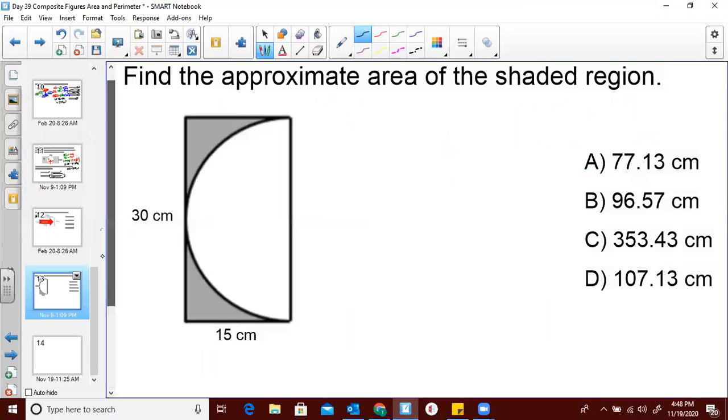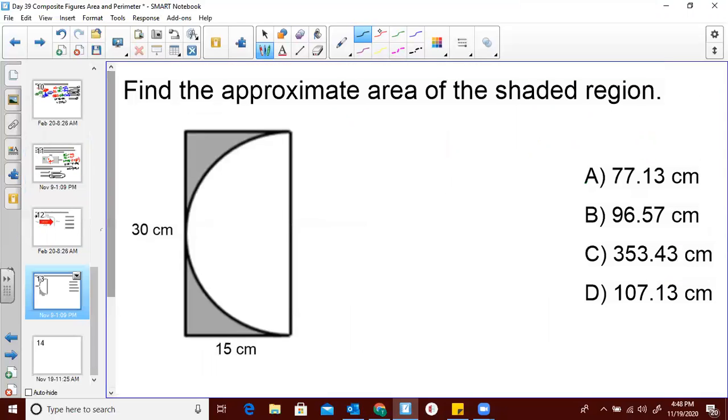All right, another circle problem, another subtraction problem. So find the approximate area of the shaded region. So again, this is like we have a piece of paper and we're cutting out a half circle. So my first shape is my rectangle. Second shape is my circle. This one's super awesome because they give us all the info we need. We don't have to do anything but plug and chug with formulas.